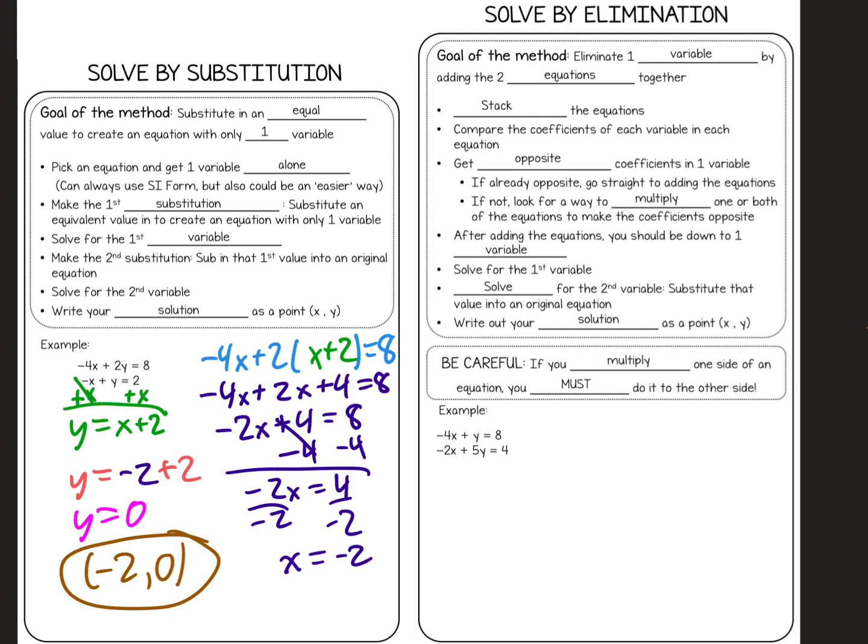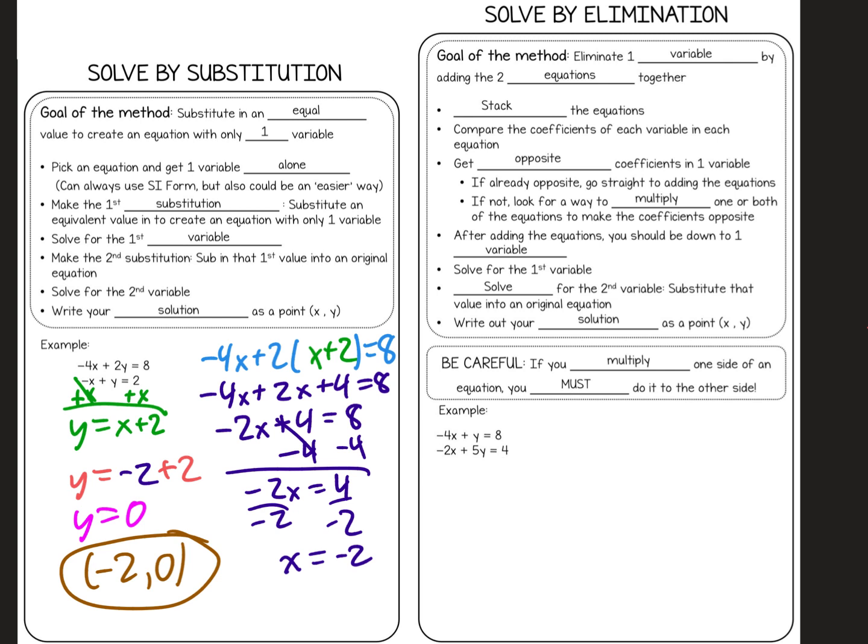Finally, we are going to learn to solve by elimination. The goal of this method is to eliminate one variable by adding two equations together. First of all, make sure you stack the equations so that the x's are on top of each other, the y's are on top of each other, and the constants are on top of each other. In this example, negative 4x plus y equals 8 and negative 2x plus 5y equals 4, we already have the x's stacked, the y's stacked, and the constants stacked.